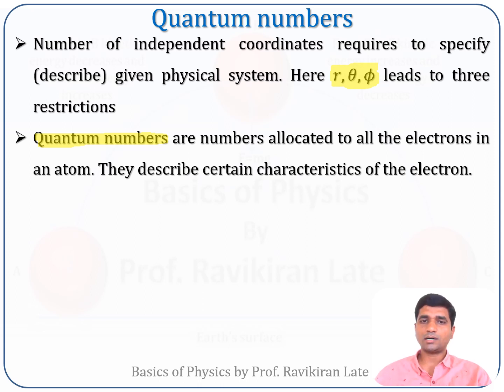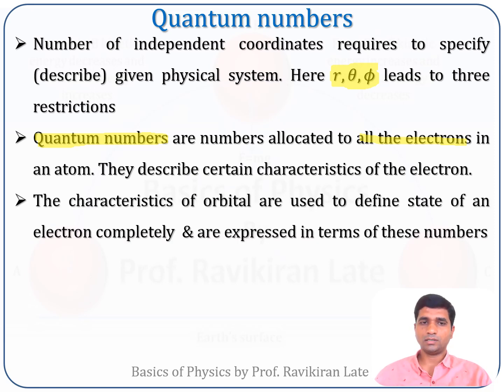So quantum numbers are nothing but the numbers allocated to all the electrons in an atom. They describe certain characteristics of an electron. For example, n describes in which orbit the electron is, and L defines the shape of the orbitals. In this way, these restrictions are nothing but the quantum numbers. The characteristics of orbitals are used to define the state of an electron completely.